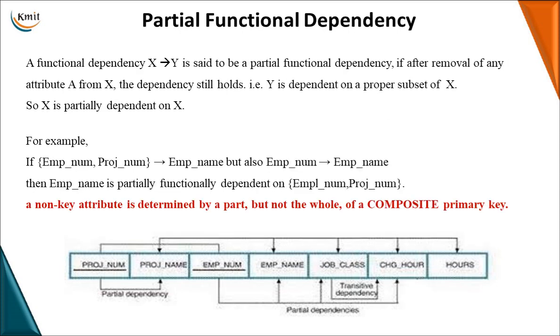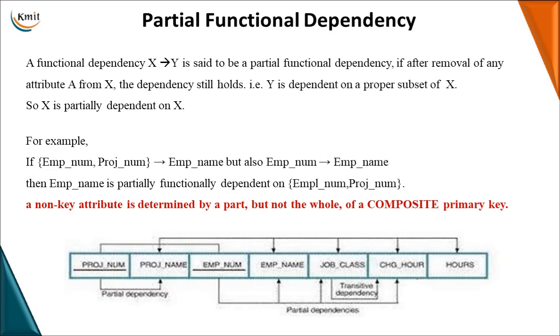The second one is partial dependency. Partial dependency says that certain attributes, that is non-prime attributes or non-key attributes, are dependent only on a part of the primary key. Now if you look into this, if I say that employee number and project number are going to be your composite primary key, there are certain attributes which depend only on a part of it. For example, employee name is dependent only on employee number and not on project number. Similarly, project name is dependent only on project number and has nothing to do with employee number.